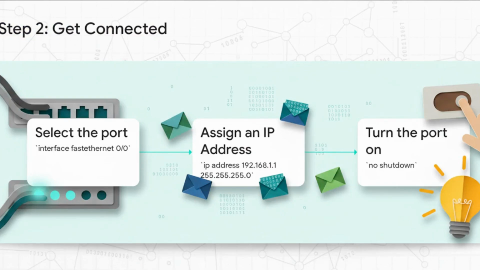Okay, now that it's secure, let's get it talking to the network. First, we pick a specific port or interface. Then we give it an IP address, which is its unique mailing address on the network. But here's the catch, and this gets everyone at first. By default, all the ports are turned off. The no shutdown command is like flipping the power switch on for that port. Without it, absolutely nothing happens.